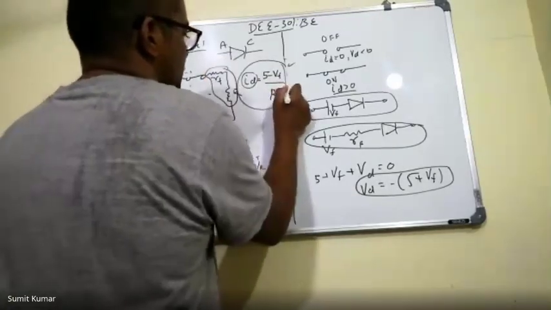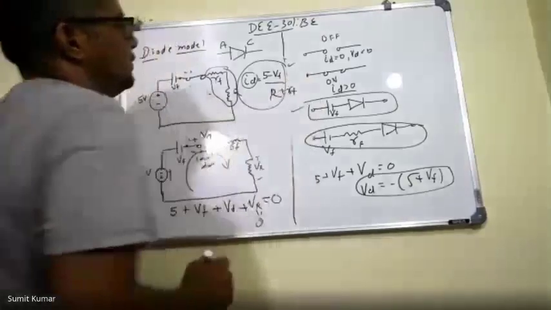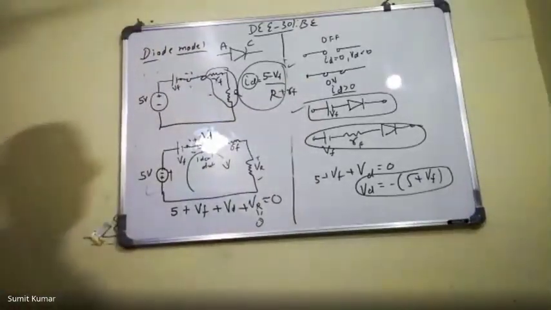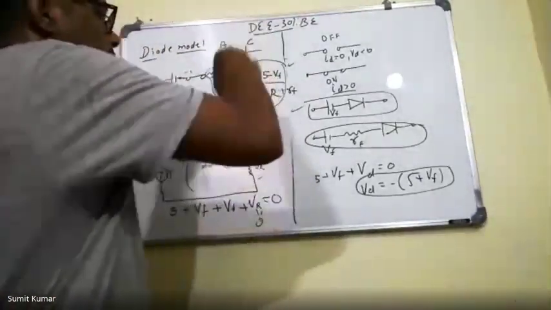These resistances are in series. So this RF is added. Okay. So here you will see the current will decrease more.